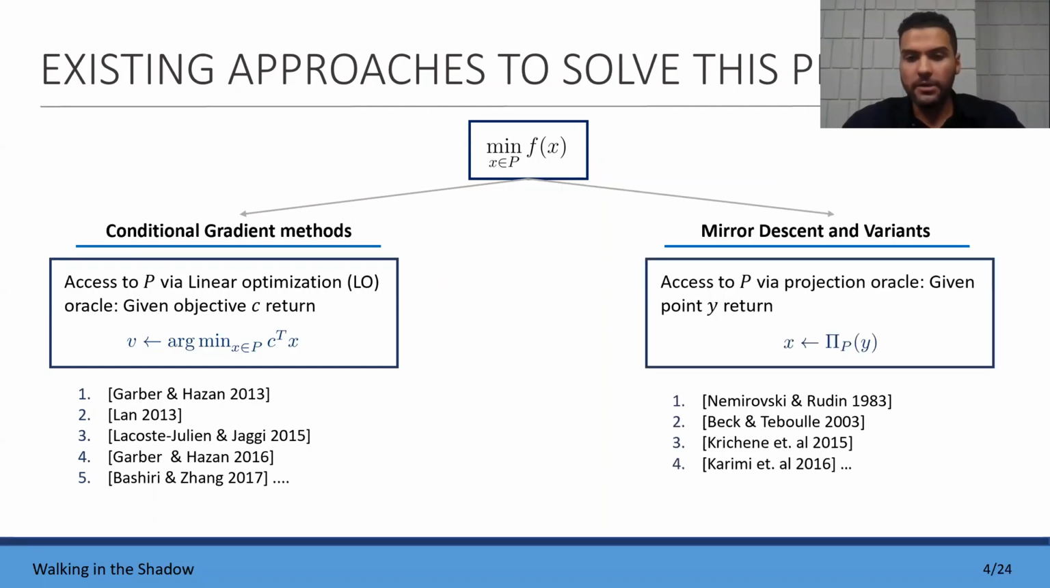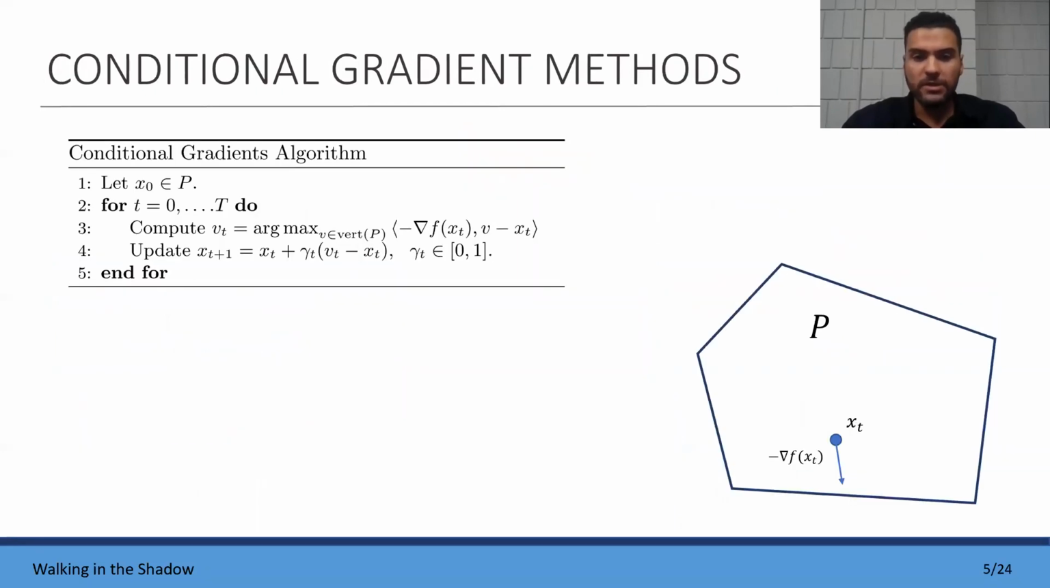On the other hand, there are these mirror descent type algorithms and their variants, and those assume access to the polytope via a projection oracle, which is a lot more expensive than linear optimization. So let's quickly review these methods.